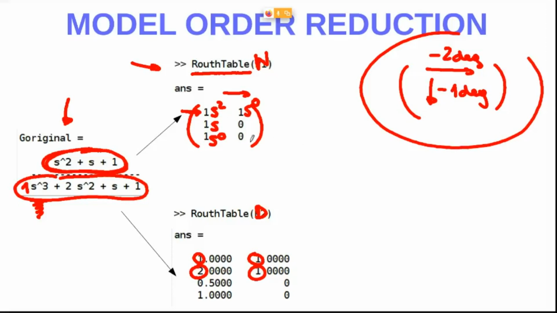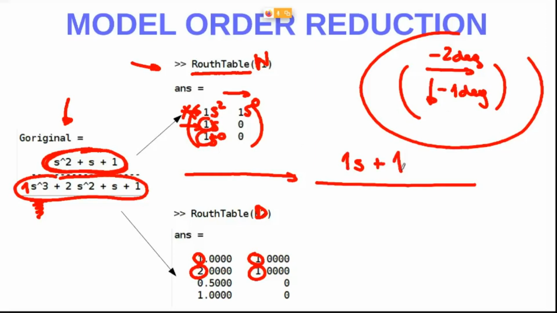Okay? So now, let's go back to the numerator. If you want to decrease 1 degree, you must not take the first row. You must take the second. So it will be 1 and 1. You cannot continue because you have reached s to the power of 0. So this transfer function for the numerator can be approximated by 1s plus 1 s to the power of 0, that is nothing.